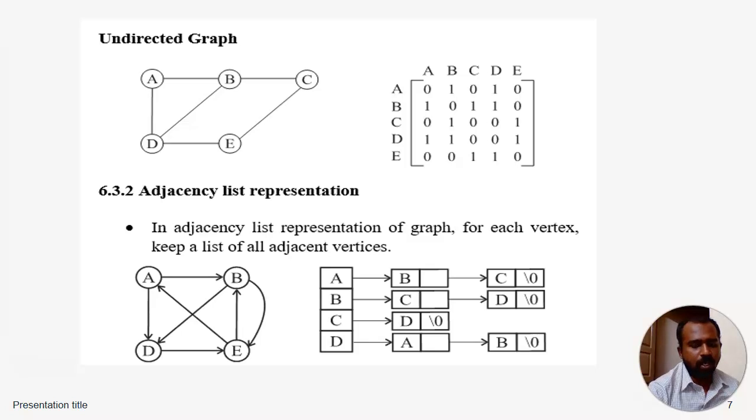Next we have moved to the D node. D node is directed to A and B.